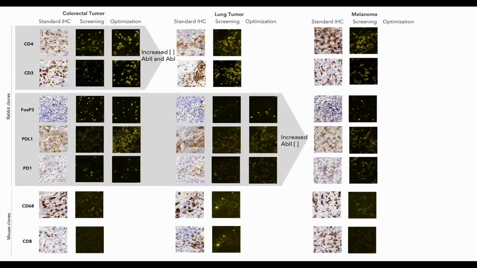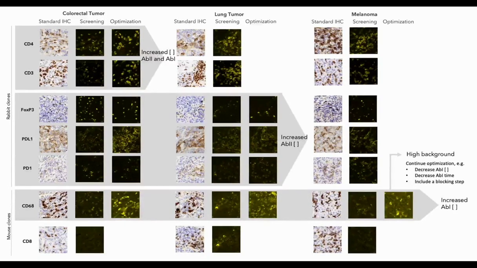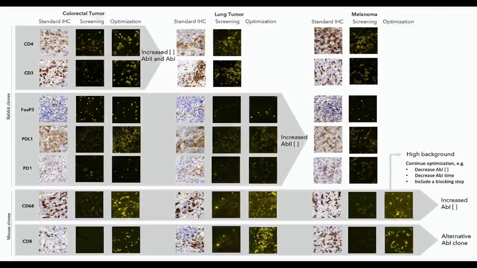For FOXP3, PD1, and PDL1, we required increasing only the secondary antibody concentration on colorectal and lung tissue. For CD68, we increased primary antibody concentration on all 3 tissue types. And finally, in more difficult cases, even if a starting tonsil protocol seems to work, the transfer to tissue would require the choice of an alternative clone. This was our case for CD8.